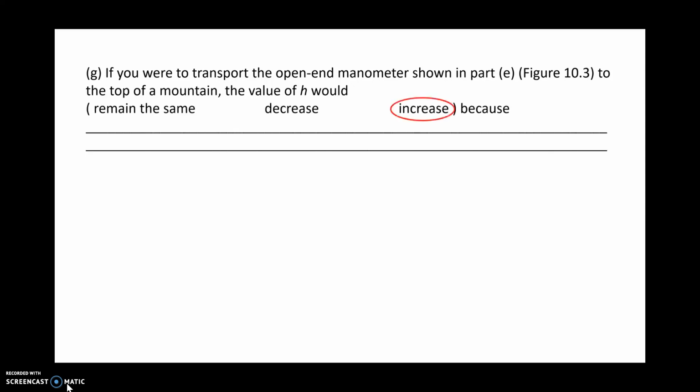Well, the answer is that it increases because atmospheric pressure would be lower up at a higher altitude. So the delta P, the difference in pressure between the contents of the flask and the outside atmosphere, goes up. It increases. And that causes that height difference to get even larger.